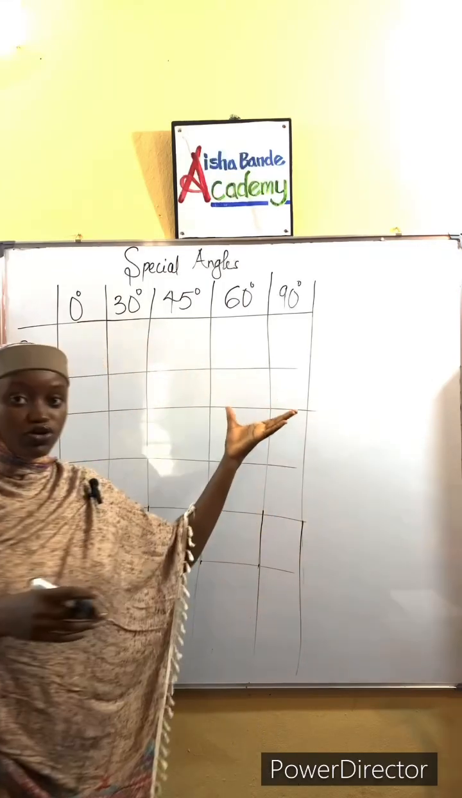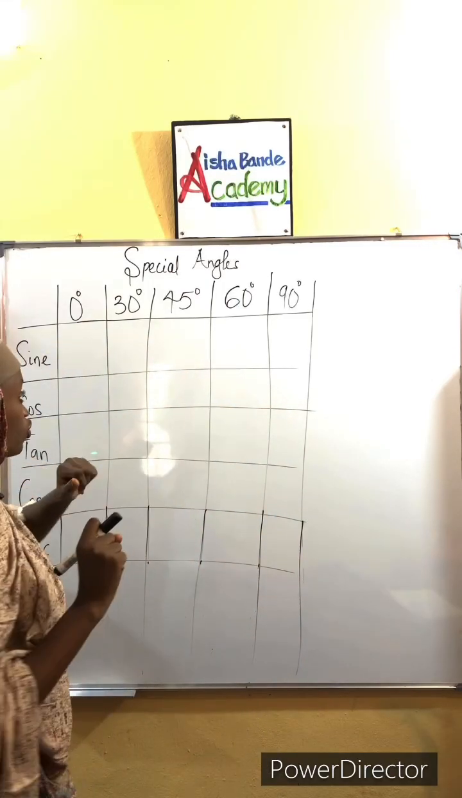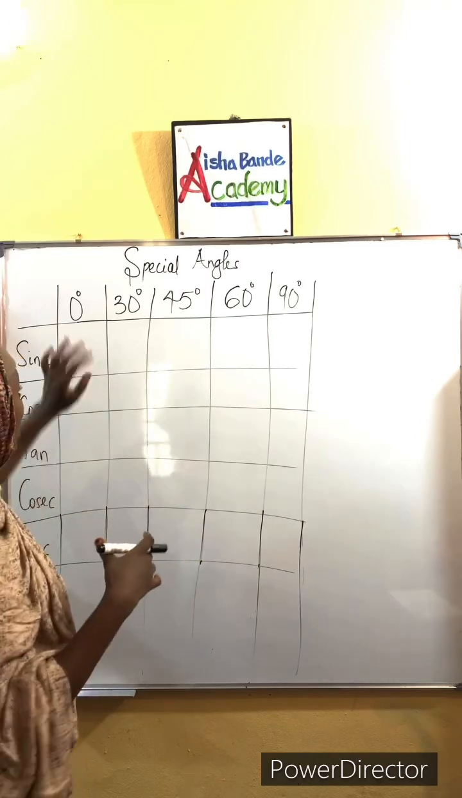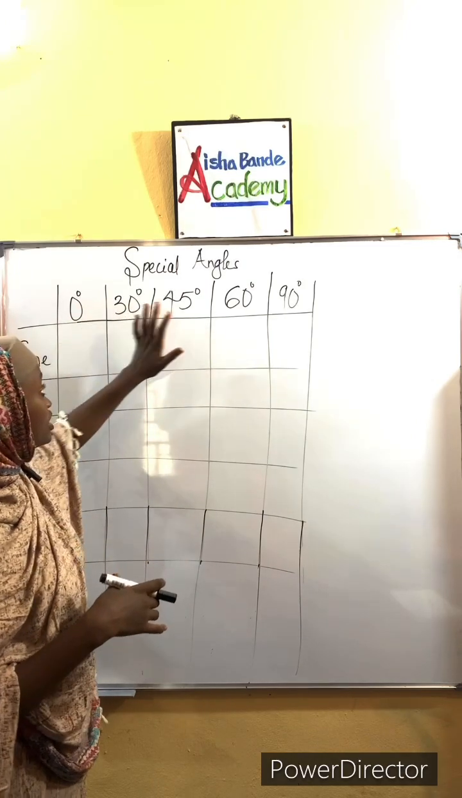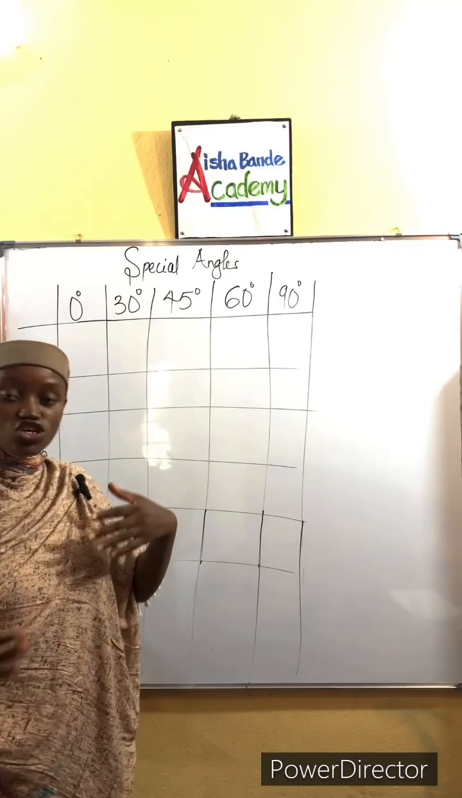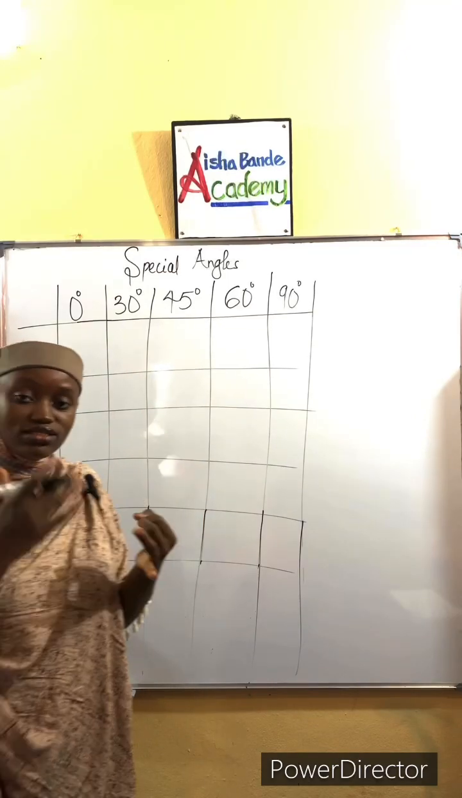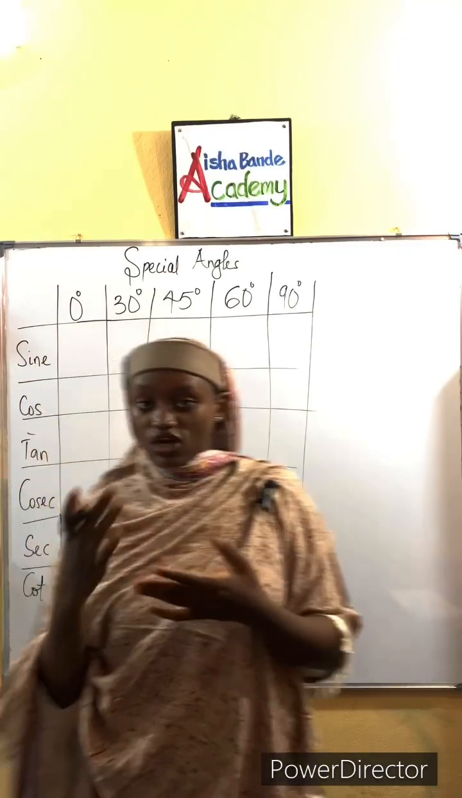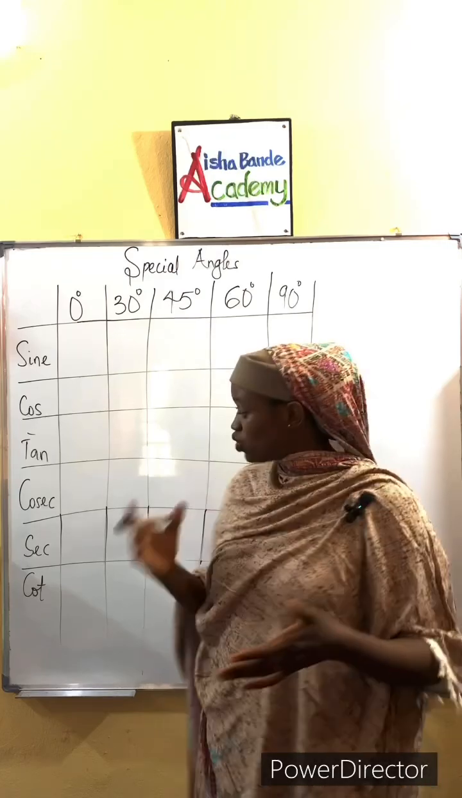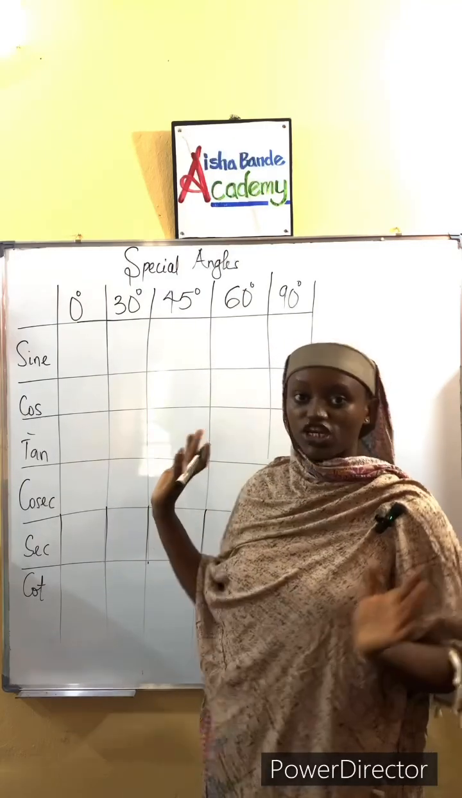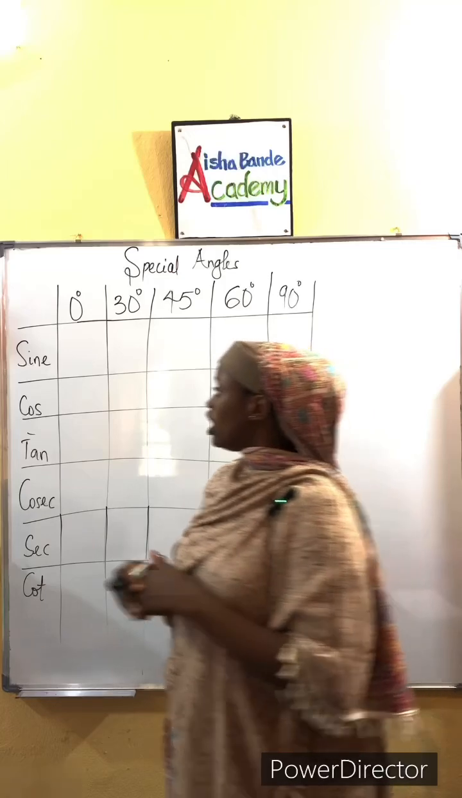So, we have a table here. The special angles we'll be looking at are angle 0, 30, 45, 60, and 90. So, we'll be looking for the sine, the tan, the cos, the cosec, the cot, and also the sec of these special angles. So let's begin.